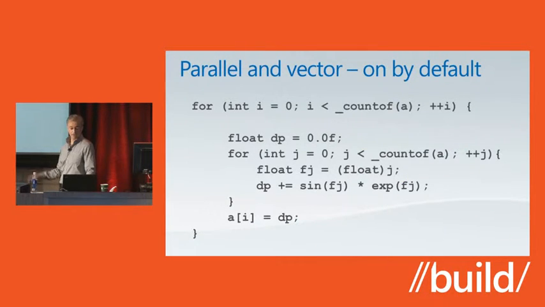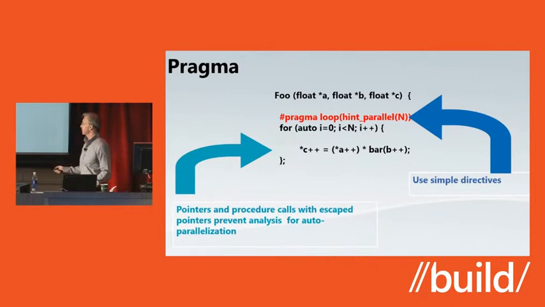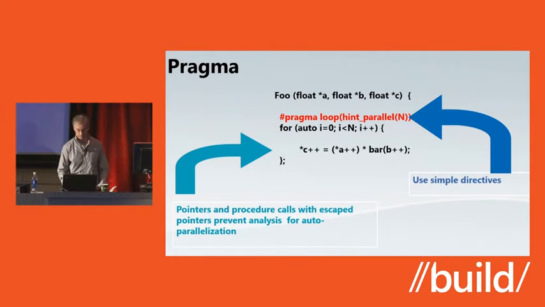The parallelizer and the vectorizer are both on by default. If this is a compute-bound loop, then we will parallelize it for you, if it's legal. It turns out in the world that there aren't many easily identifiable compute-bound loops, so that's why we came up with the pragma. Okay? So the pragma is a simple directive. It couldn't be any more simple, I don't think. And then if the pointers escape or there are procedure calls or we can't figure out whether the alias relationships disprove overlap between iterations, we will not parallelize that for you.